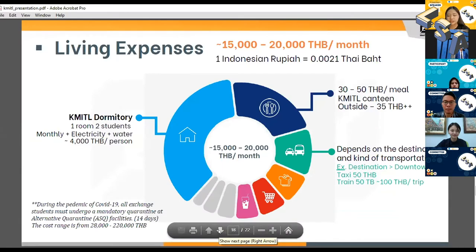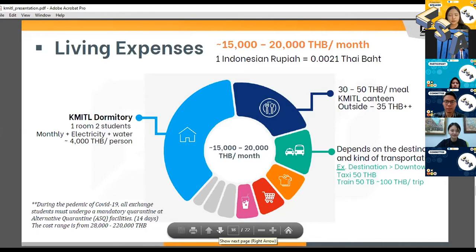And this is the estimated expense that I calculated for you. But maybe you can use less than it or more than this. It depends on your lifestyle. It's around 15,000 Thai baht for 1 month.